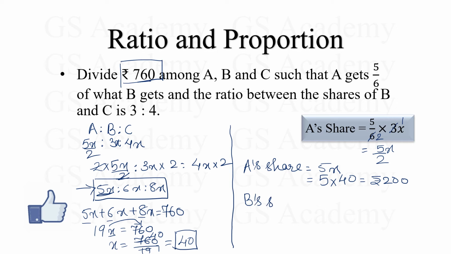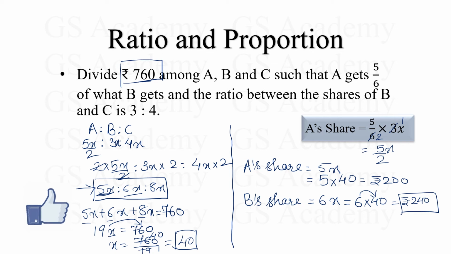Now B's share. B's share is 6x. Substitute the value of x. So this becomes 6 into 40. 6 fours are 24. So this becomes rupees 240. So B's share was rupees 240.